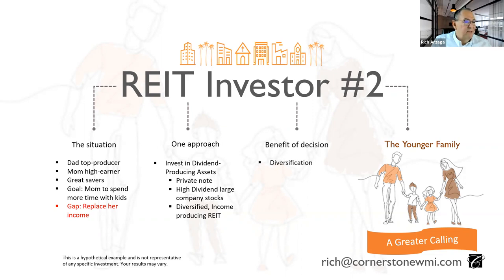Okay, the benefit of the decision is that there's diversification again, non-correlation, a mix of ordinary and tax advantage income. Most people like that, but they don't know exactly how to achieve that. And more time with the kids, most importantly.